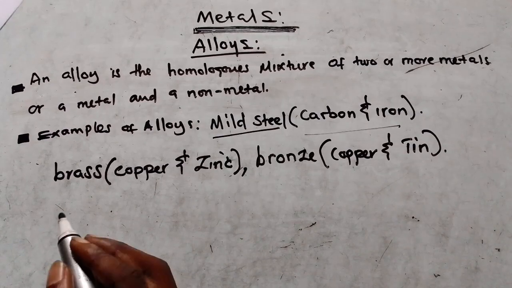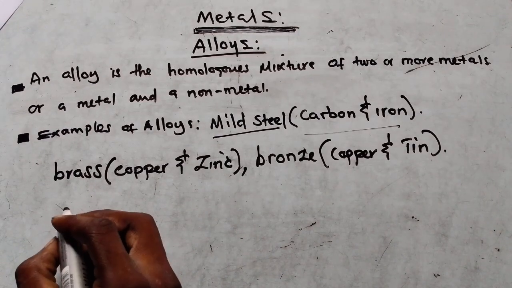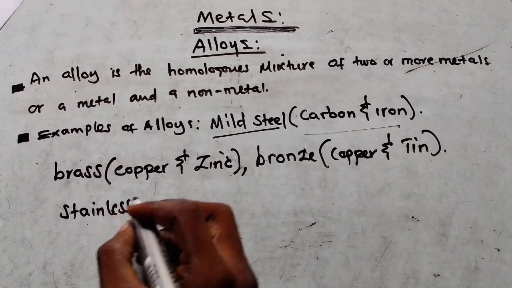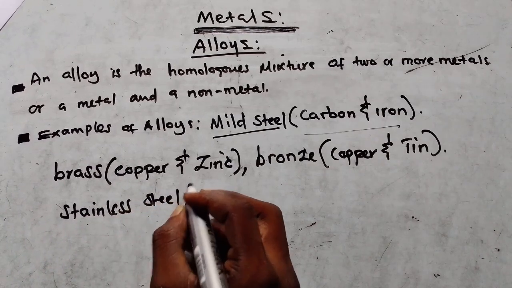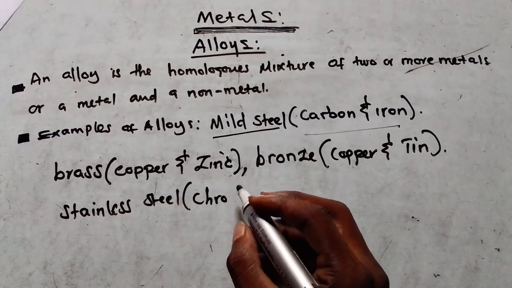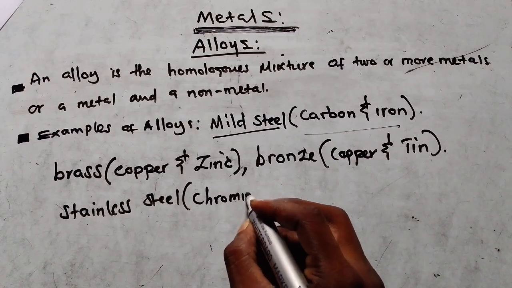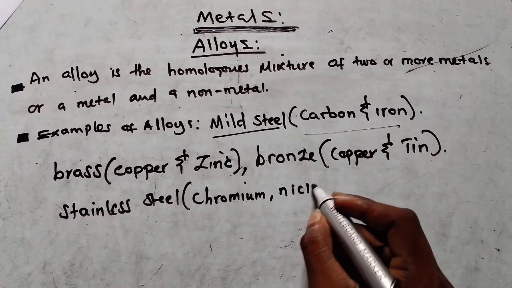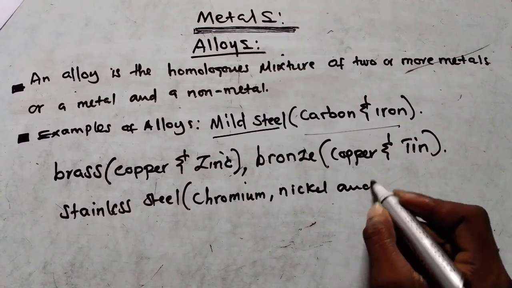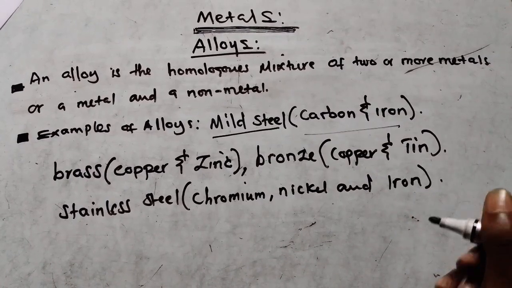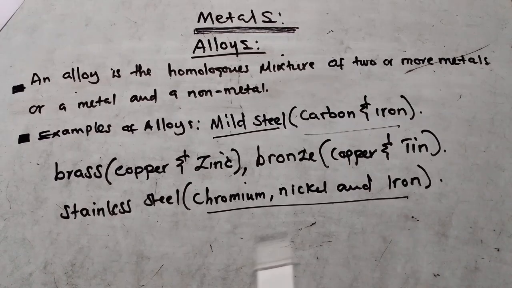Then the other one is stainless steel. So this is the combination of chromium, nickel, and iron. So the combination of these three, they form stainless steel.